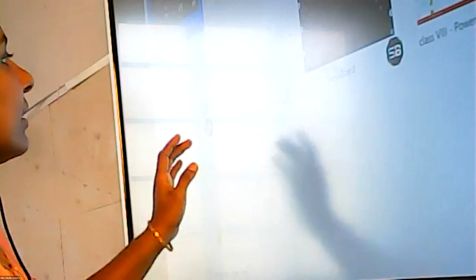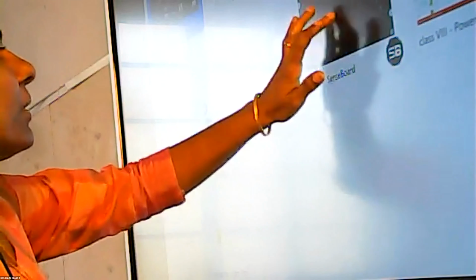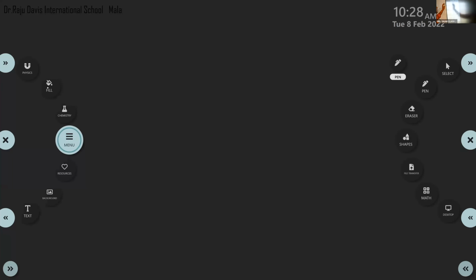Dennis Stanley, say any example for the heating effect of electricity. Ma'am, heating of the filament in the bulb. Okay. So because of the heating effect of electricity, the bulb glows. Is it? Yes, ma'am. Okay.